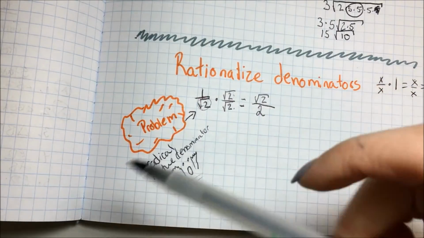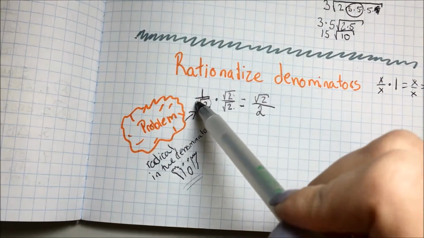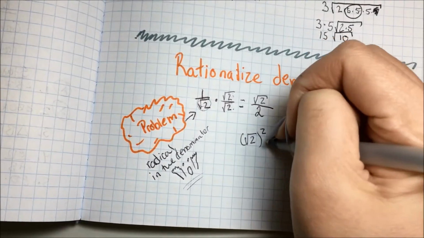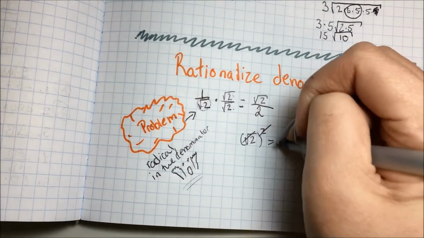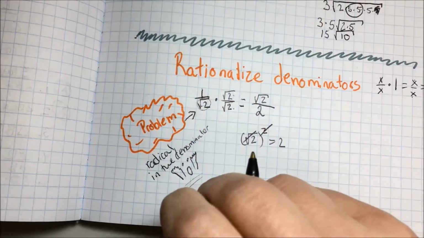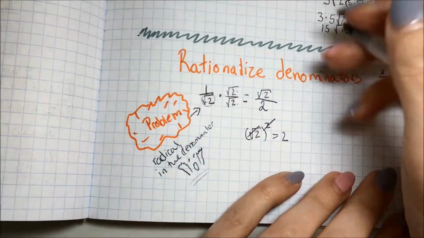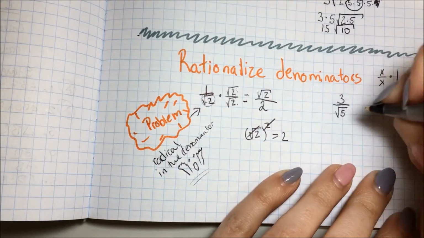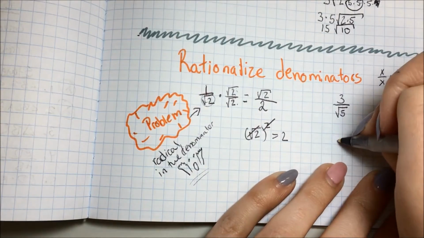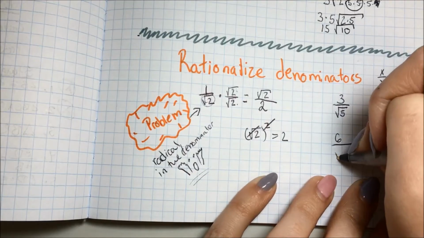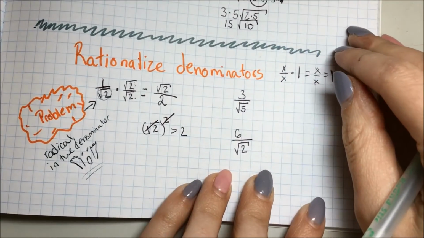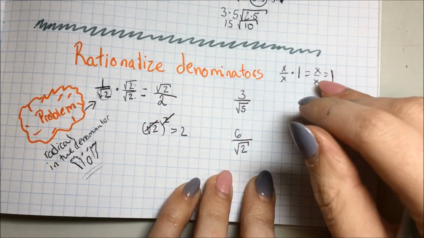You can check in your calculator right now. A radical times a radical, if I'm squaring this, the radical and the square cancel, and I'm just left with 2. Okay, so let's try another one. What if I had 3 over radical 5 and 6 over radical 2? I want you to pause the video and try rationalizing this on your own.